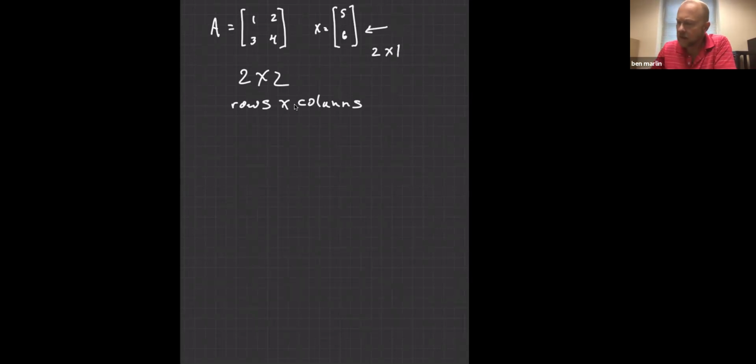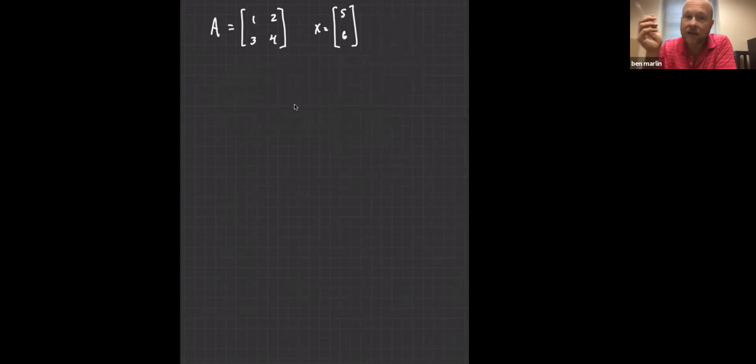Matrices are always going to be rectangular, so you can always describe them in that sort of way, rows by columns. All right.